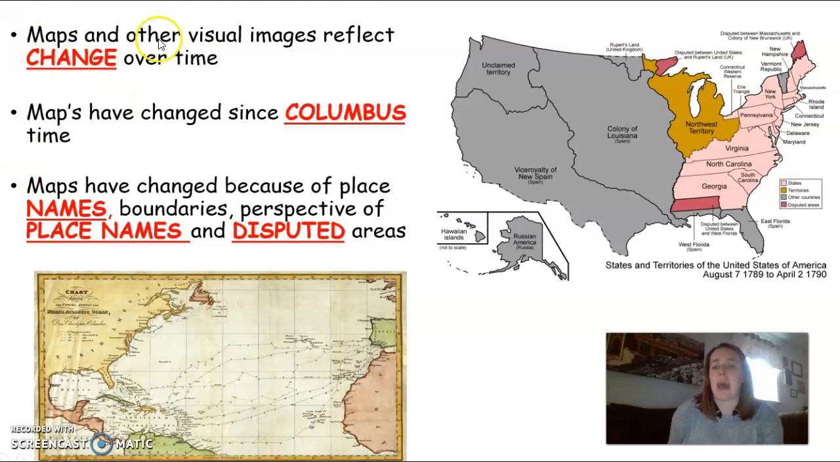For example, if we look at this map up here in the upper right-hand corner, this is a map of the United States. This is obviously not a current map of the United States. Look at the size of Virginia and North Carolina and Georgia. This is obviously an older map. So, the bottom line, maps change, okay? And they will continue to change. Their names will change, boundaries will change, perspectives will change, and areas are going to be disputed.